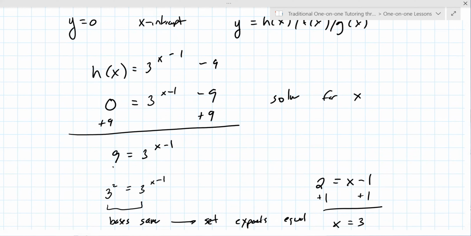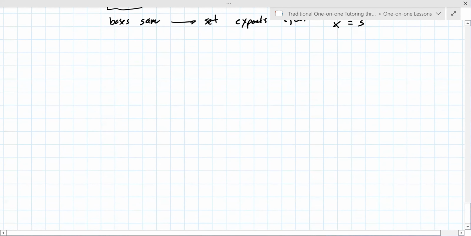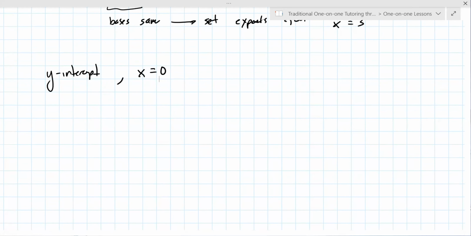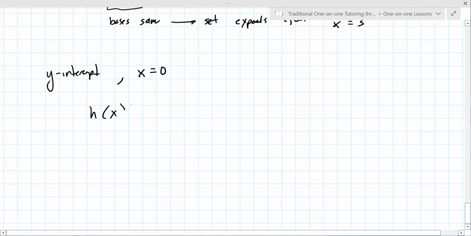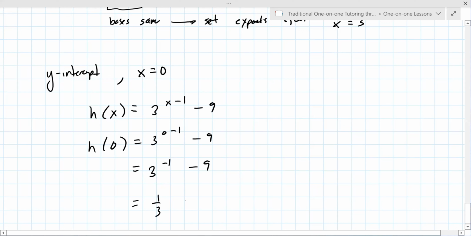Okay, y-intercept work. The y-intercept is when x equals 0. We avoided doing that in the table because it doesn't work out nicely, unfortunately, but it's literally setting x equal to 0. So you're putting 0 in for x, 0 minus 1 minus 9. 0 minus 1 is -1. 3 to the minus 1 is 1/3.